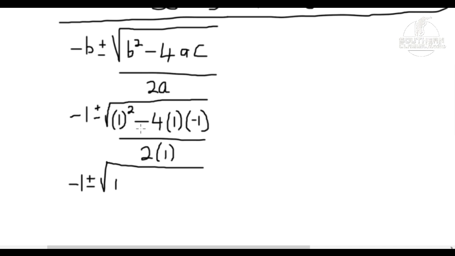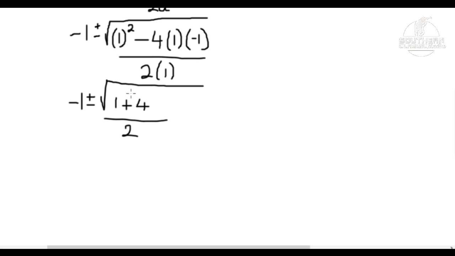All right, so -4 times 1 times -1 gives you a +4. Remember, negative times negative, your answer is always positive. And definitely 2 times 1 gives you 2. Then what is inside here? 1 plus 4 gives you 5. And finding the square root of 5, just by using your calculator, you can find the square root of 5.